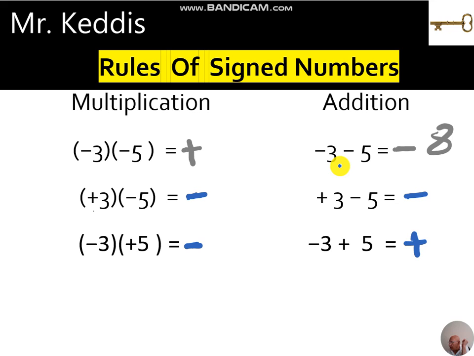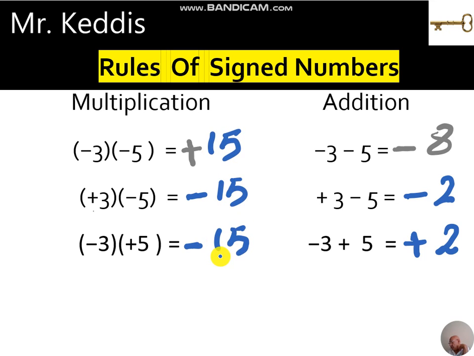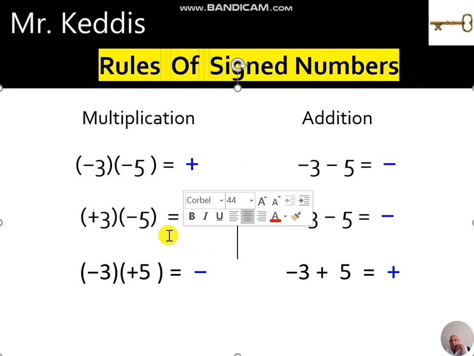In addition, when I have the same sign, I add the numbers 3 plus 5. But when I have different signs, I subtract. 5 minus 3 is 2. It means the answer for both is 2, because you have two different signs. In multiplication, I just multiply 3 times 5. The answer is 15. Please pause and take notes.